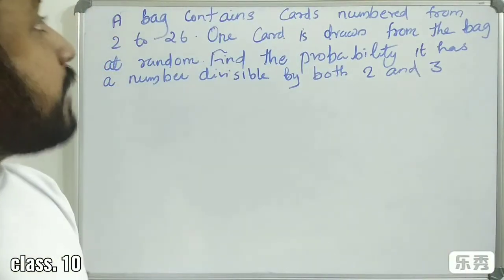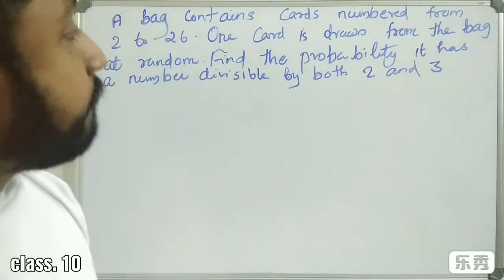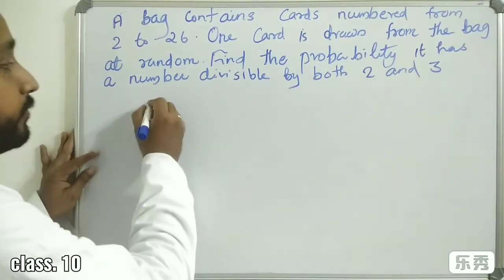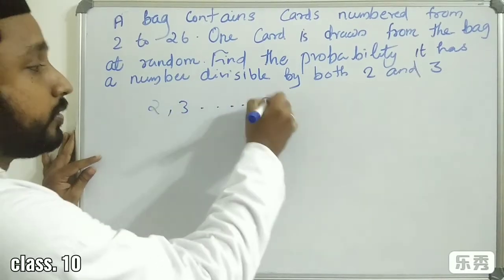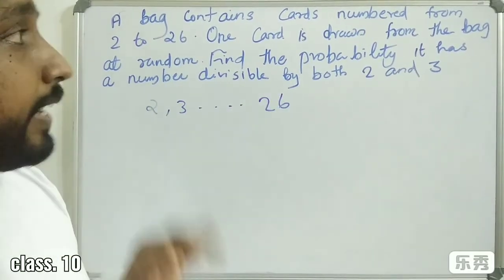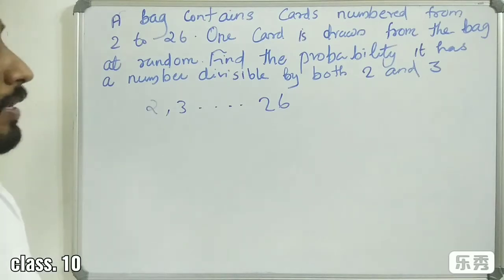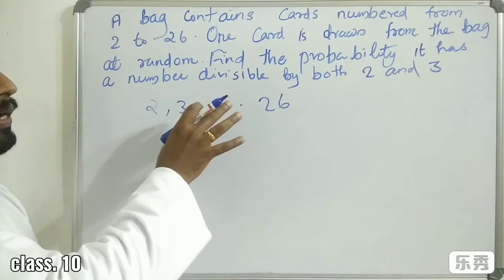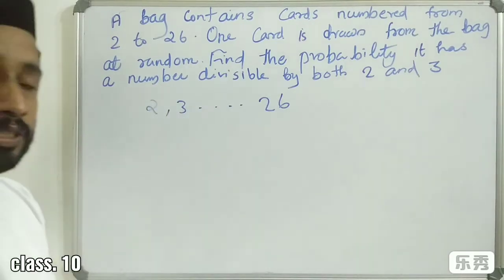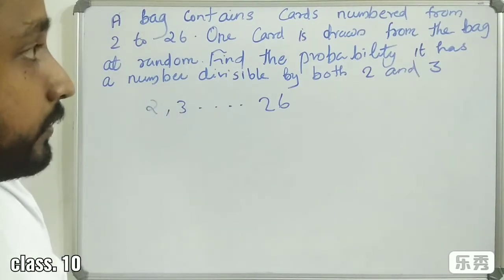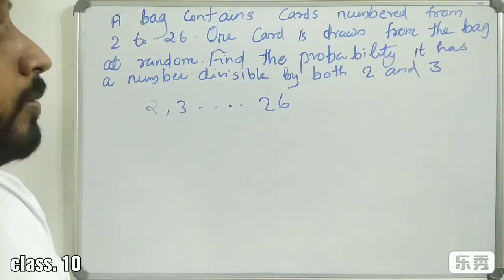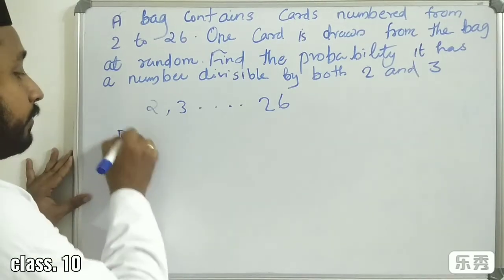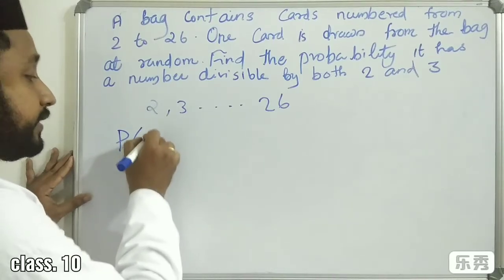First question, a bag contains cards numbered from 2 to 26. One card is drawn from the bag at random. Find the probability that it has a number divisible by both 2 and 3. So we are taking a card. The cards are numbered from 2 to 26. We have to find the probability of a number divisible by both 2 and 3.